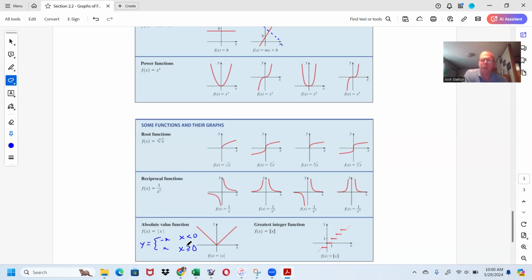So those are your basic graphs, and make sure that you have these shapes memorized. If I ask you what x to the third looks like, or x squared, or square root of x, or any of these, then you should be able to know what those look like pretty easily, and that makes things easier later in the course once we get into more complicated things.